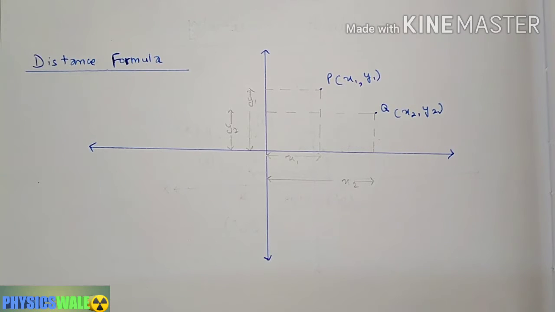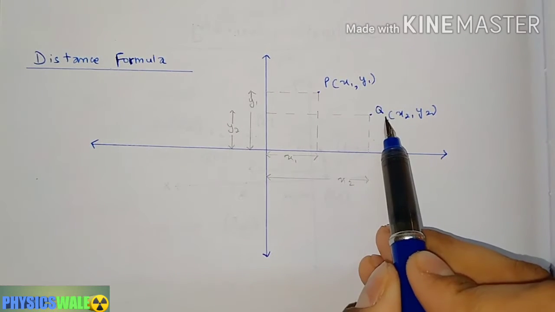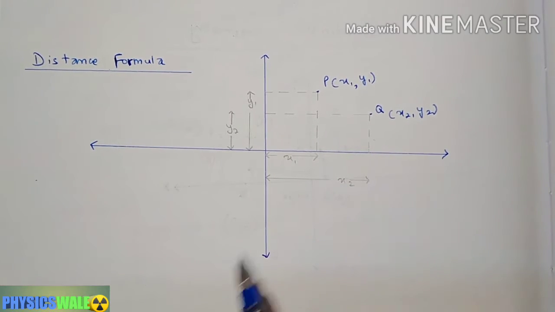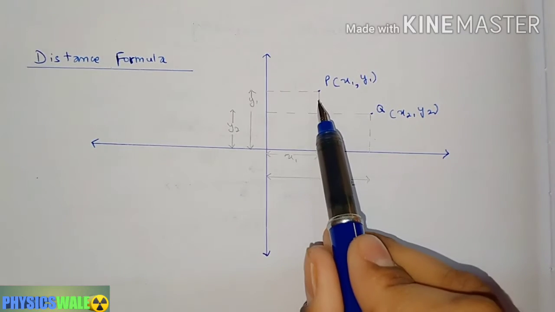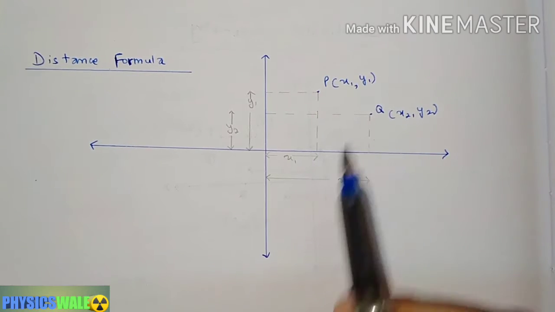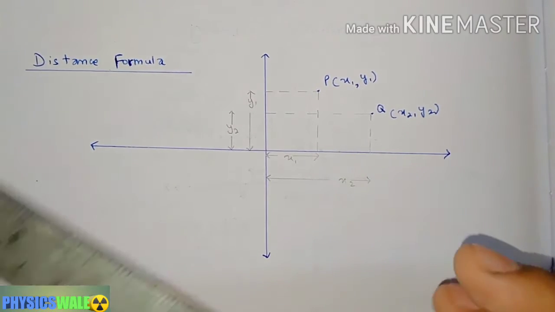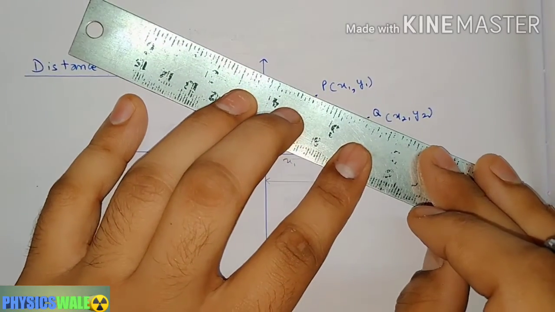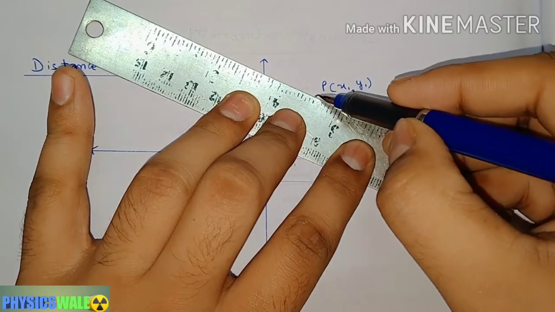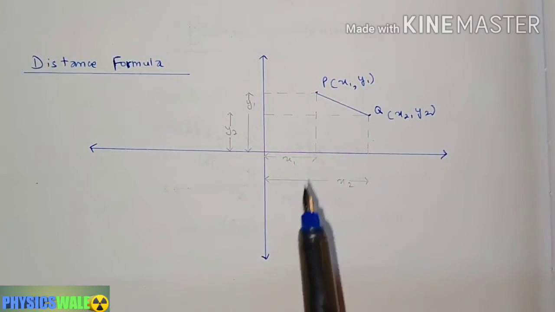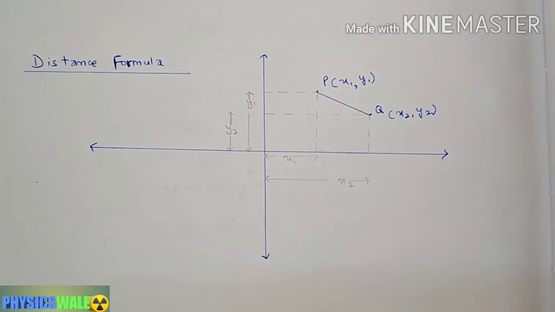Now look at these 2 points P and Q with the coordinates x1, y1 and x2, y2 respectively. We have to find out the distance between these 2 points. We can see that the distance between the points P and Q is the length of the line segment PQ. We join these 2 points forming a line segment. We have to now find out the length of this line segment.